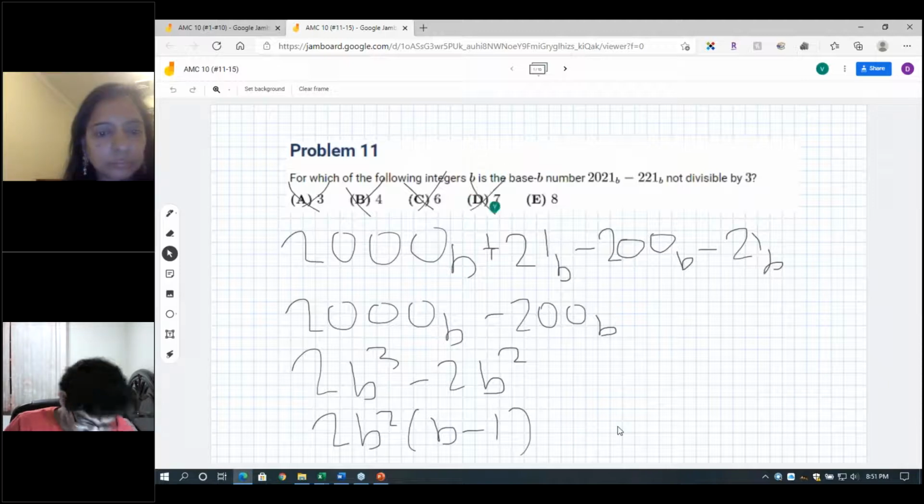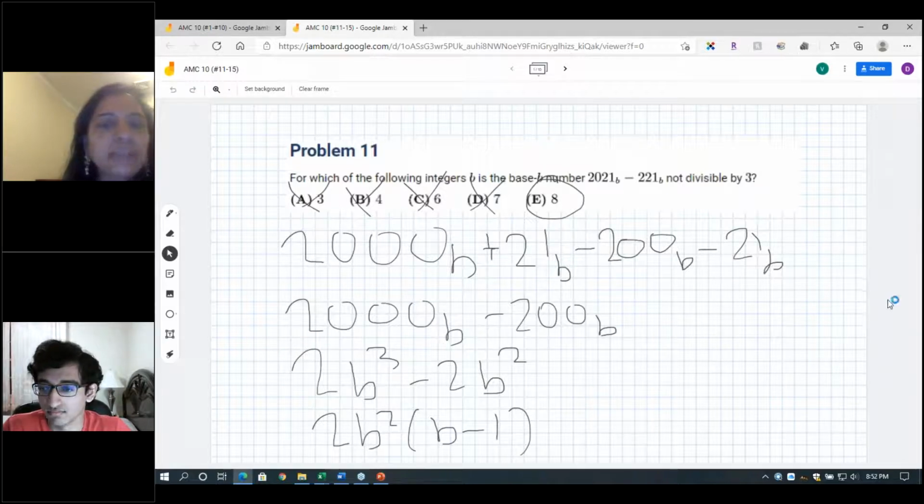So now we have one more choice, which is 8. If you put 8 into both parts of the expression, it will not be divisible by 3, because 2 times 8 squared is 128 and 8 minus 1 is 7. So because of this, we know that 8 makes the expression not divisible by 3.